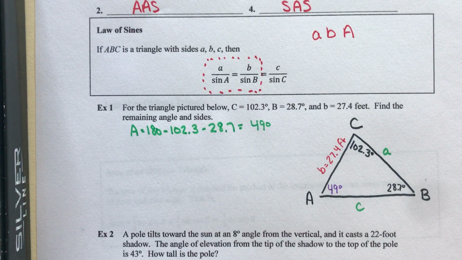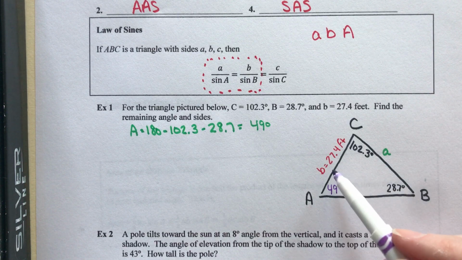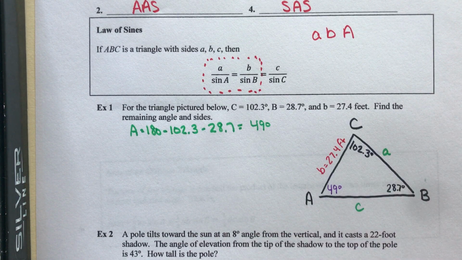So what do I know? I know big A. I don't know little a. I know big B and little b. I know big C. So what I know is that I do have a combination that I can use.